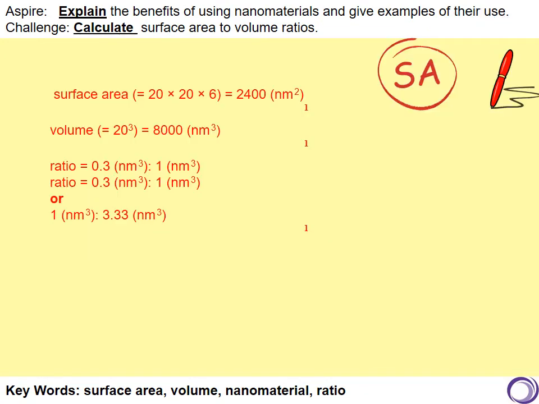Okay, so the surface area is 2,400 nanometers squared and the volume is 8,000 nanometers cubed. So the ratio is 0.3 to 1. Noticing again what I said before about the fact that in science, one of our sides of our ratio is always 1, so we will have decimals. It's not always whole numbers.